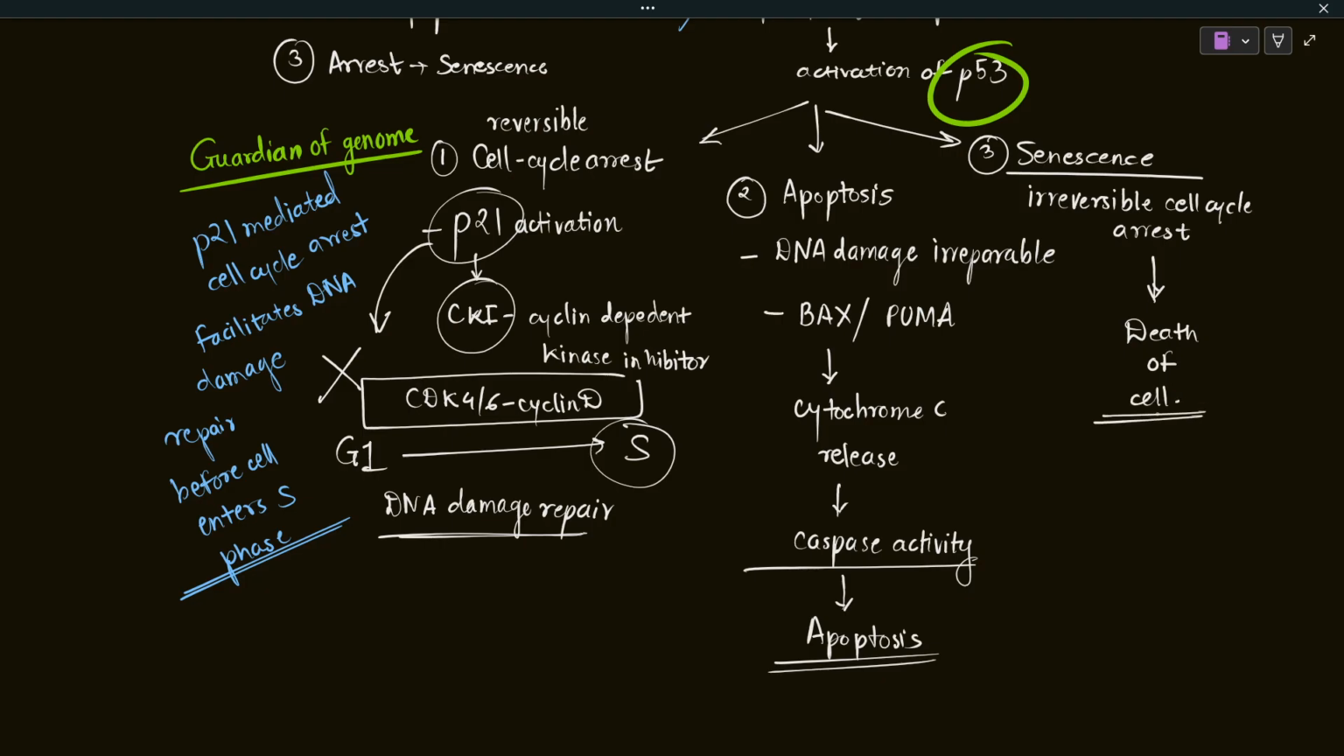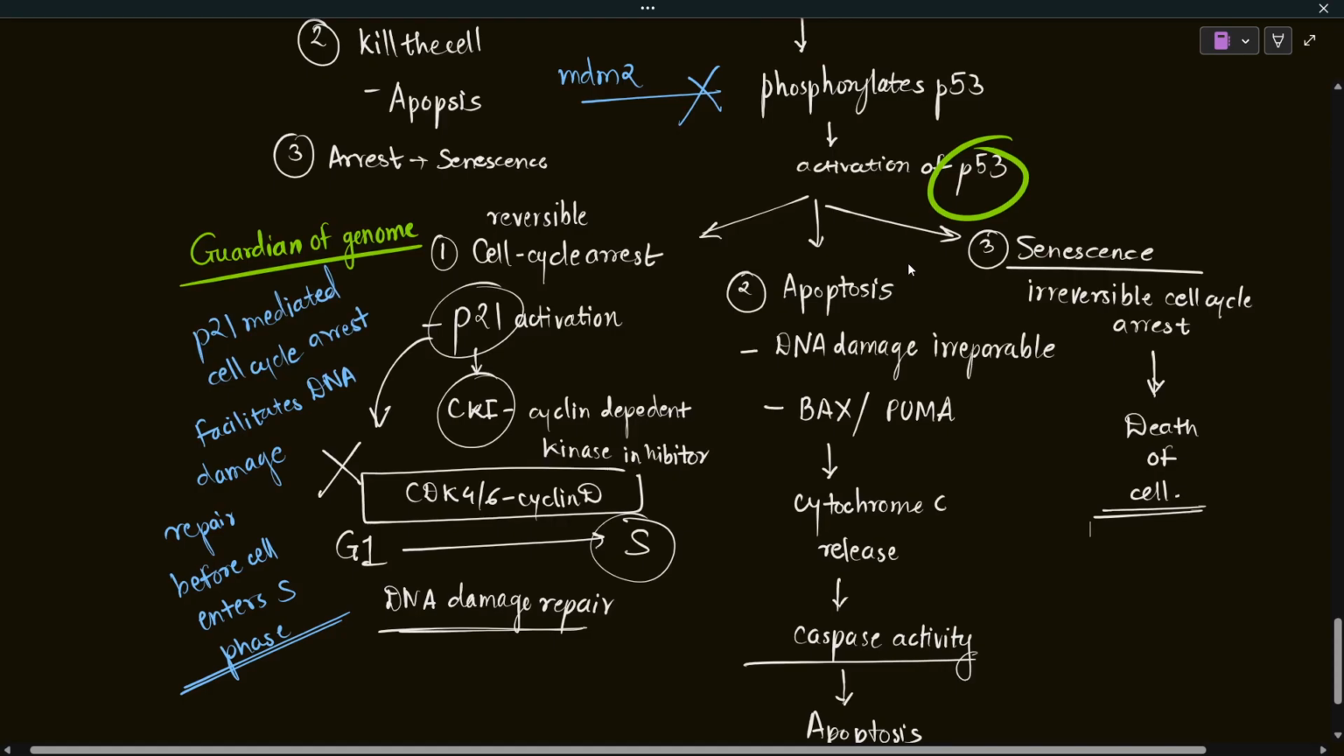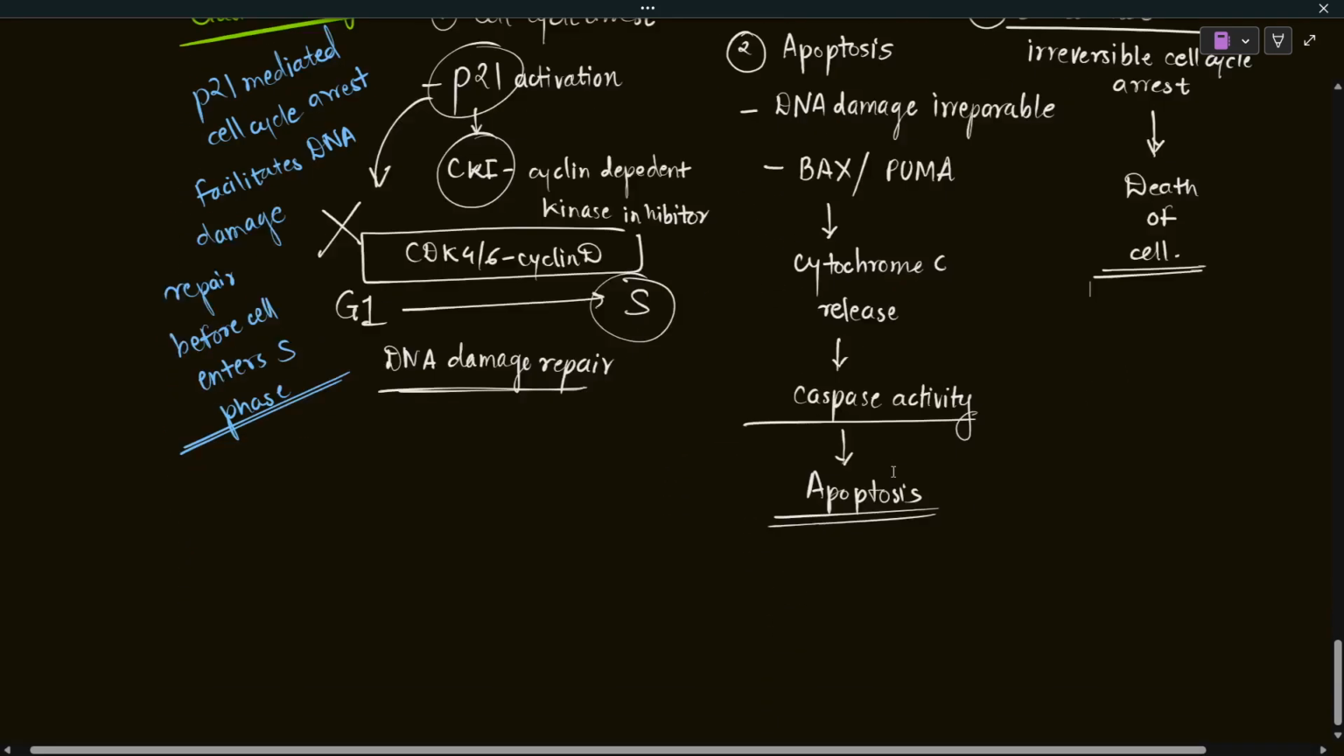So this is how the activation of p53 ensures that genomic stability is maintained. Either it gives the cell a chance to repair the damage, or if the damage is irreparable, it just kills the cell. This is how genomic stability is maintained by wild type p53. So how does it play a role in cancer?